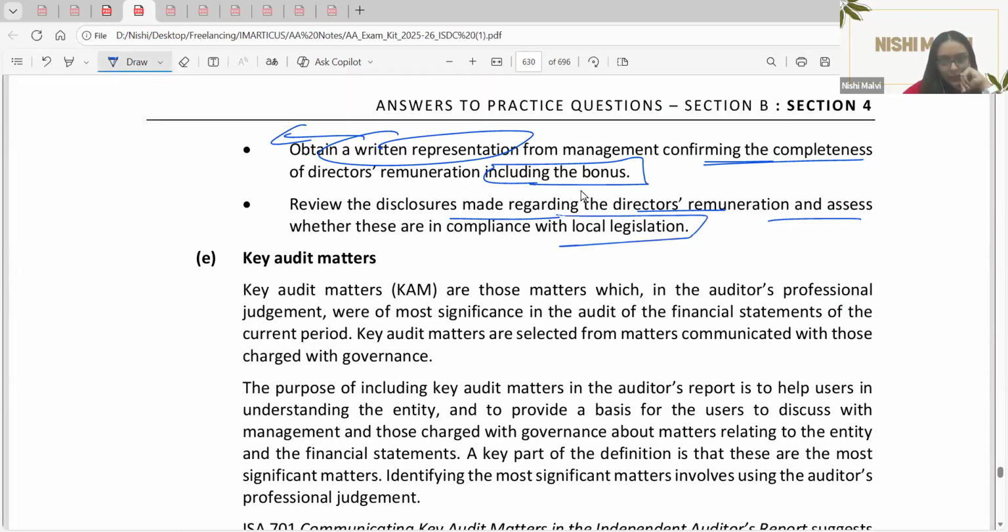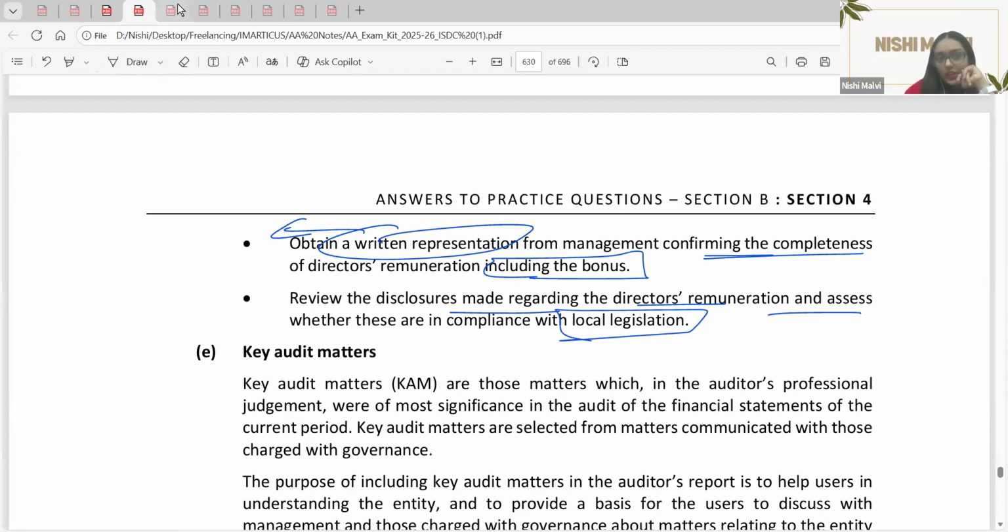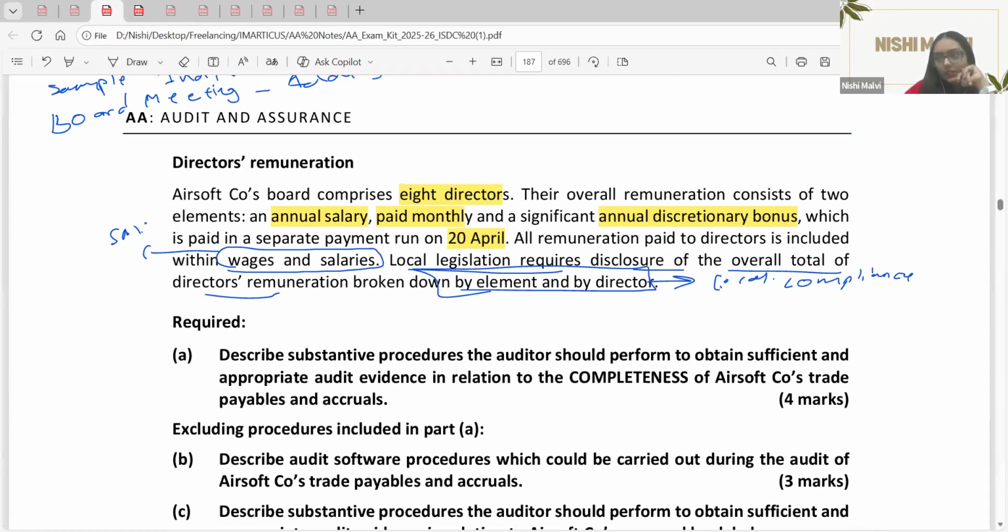Disclosure, whether that is as per the local legislation or not. Okay. Written representation does not always work. We need to be very careful while applying it. That's it. Acha, there is audit software as well. We have not done any questions for audit software. Let's do that so that we can ensure that I've covered everything.